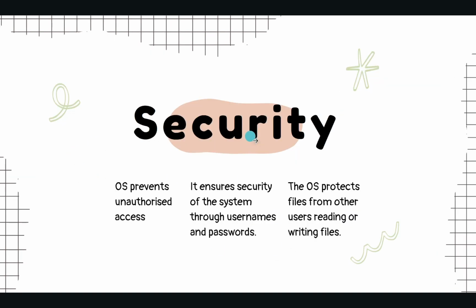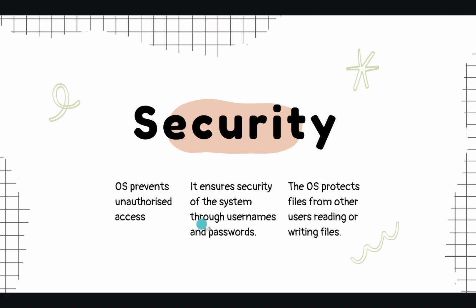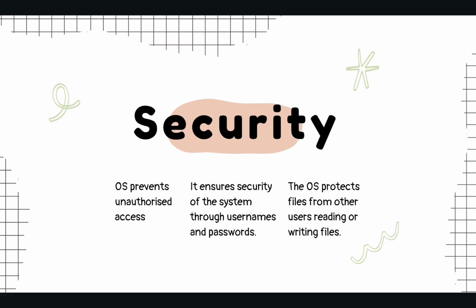Next one is security. So the OS prevents unauthorized access. For example, when you open a computer, you need to type your user nickname, for example, IB student, and then enter the password QWERTY1. It ensures security of the system through usernames and passwords, as I said before, and the OS protects files from other users reading or writing files. So if you have files on your computer, they will be opened only on your computer, and other people can't access them.